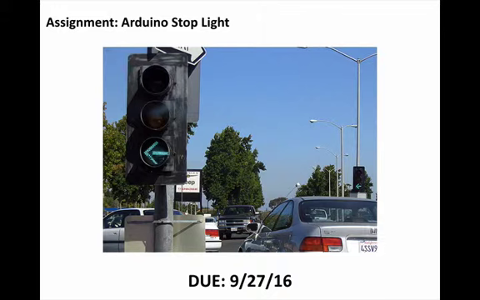So the assignment that y'all are going to work on is doing an Arduino stoplight. So it's a stoplight with a left turn light in this case, and a button to represent a car in the left turn lane. It should work like a normal stoplight. Instructions are on the website. And you should use good design. You should use a state machine architecture.